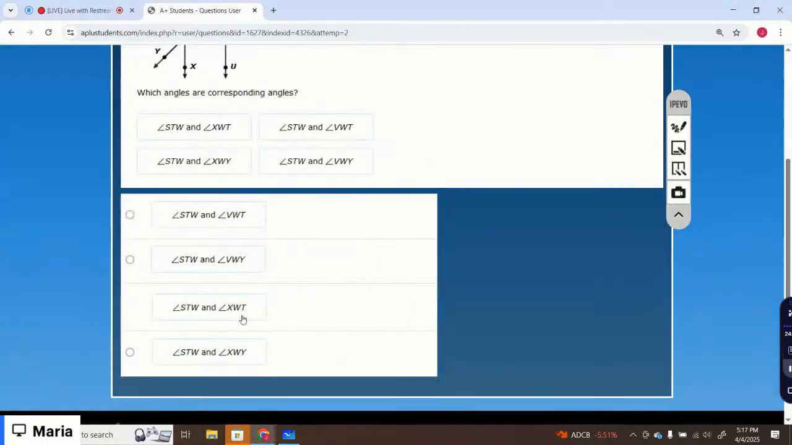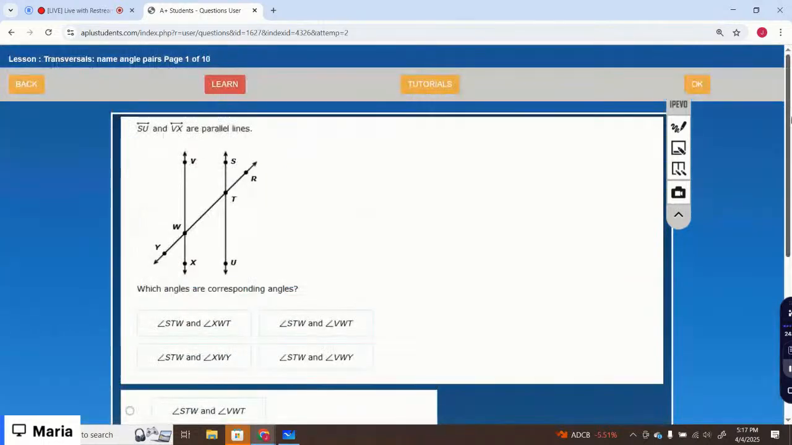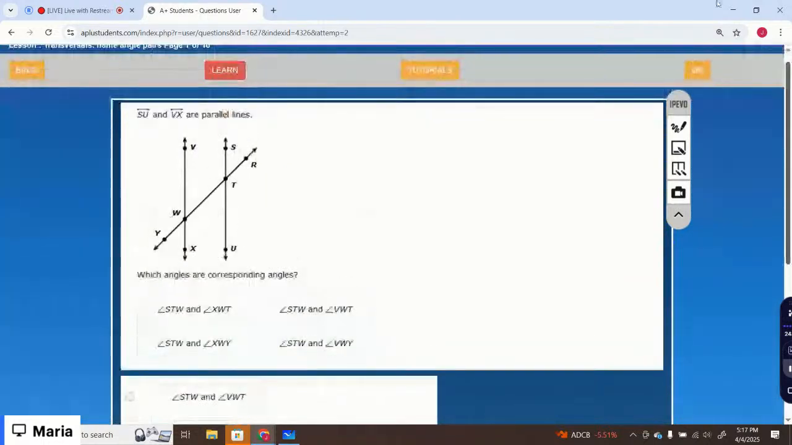STW and XWT are the corresponding angles. They are on the same sides of the line, the same line of the transversal. Got it?